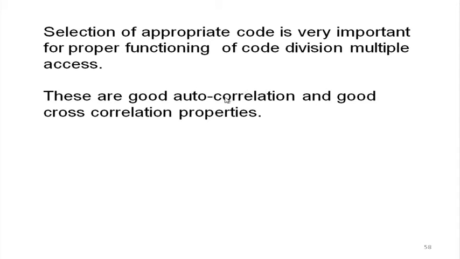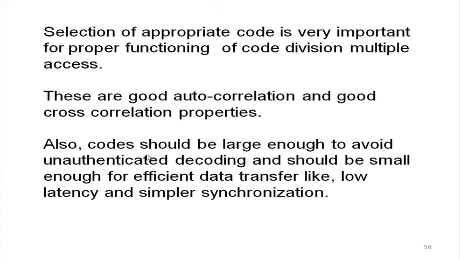Similarly, when you are trying to receive your own code, you should be able to detect it properly. So, side lobes of that, you are familiar with autocorrelation, cross correlation. Also another issue is that when it is communicating, the code should be large enough to avoid unauthorized or unauthenticated decoding, that is the privacy part.